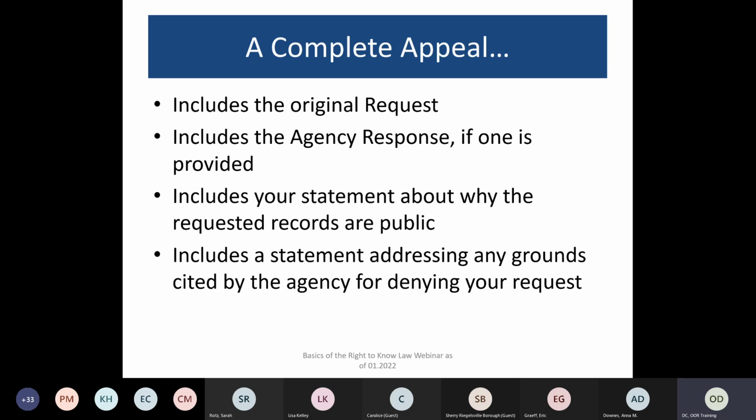So when we receive an appeal, we look for 4 elements. We need a copy of the original request. We need a copy of the agency's response, provided they gave you one. The person needs to provide a statement, and usually this is part of the appeal filing process, as to why they believe the records are public, and then why they believe the agency's response is incorrect. Why they believe their grounds for denial are inappropriate.